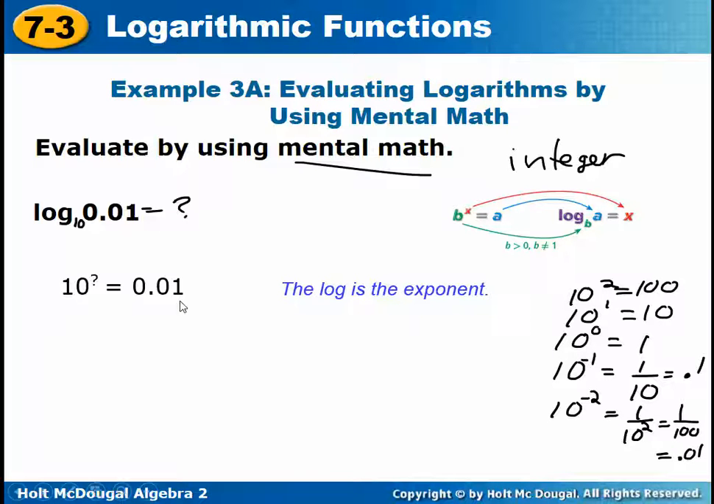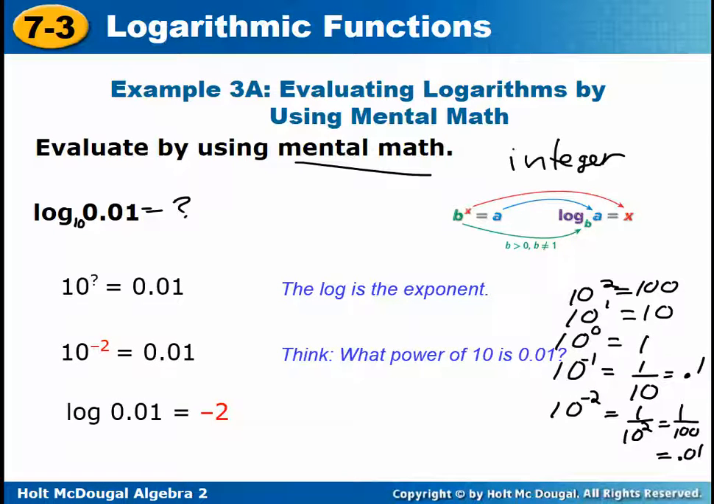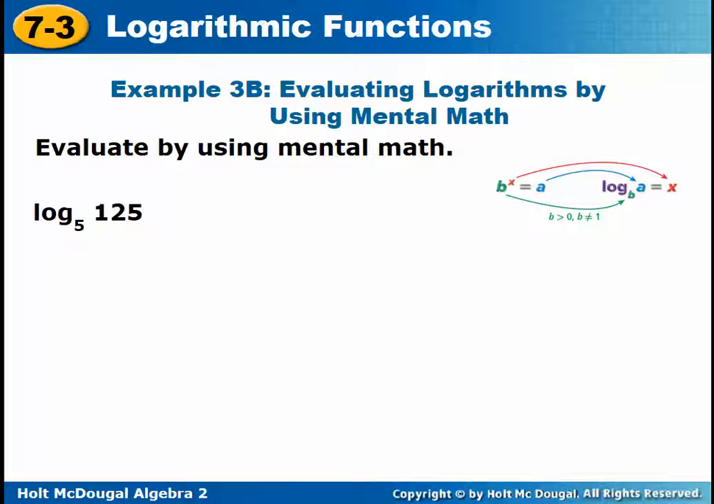So the answer to this would be -2, because 10 to the negative 2 is equal to 0.01. So the log of 0.01 is equal to -2. Make sure when you're thinking about it and maybe rewriting it, that you know that what we're looking for here is the -2, the exponent. Remember, when you're looking for a log, you're looking for the exponent.